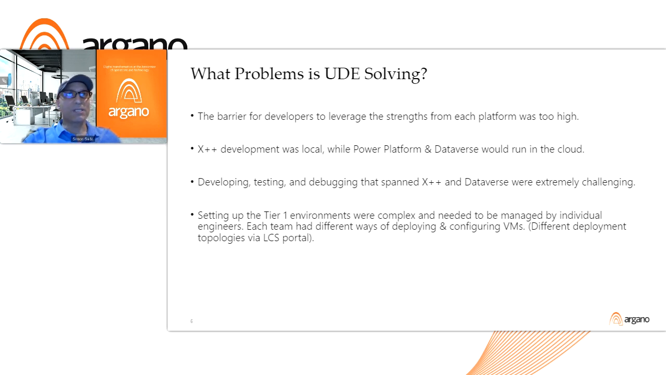The other things that we see the UDE solving and helping us with in terms of efficiency is setting up and configuring the traditional CHE or tier 1 environments, which was kind of complex because you had too many options as an individual engineer, and you would manage those on your own based on how you deploy and configure those VMs.